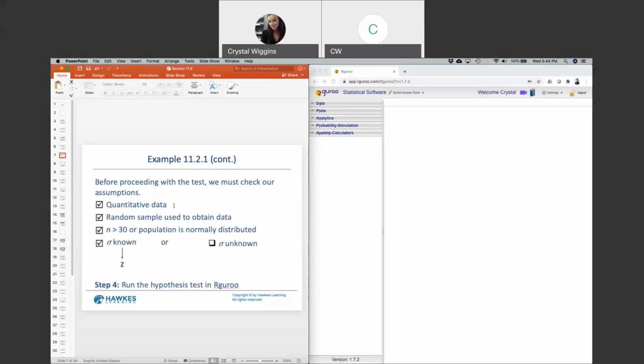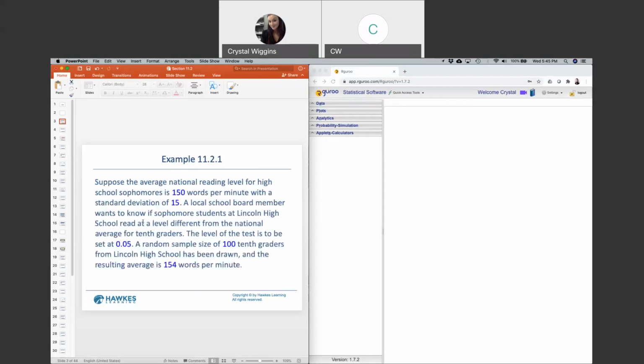So is it quantitative data? Because hypothesis testing for the means needs to be quantitative data. If we're working with qualitative data, we really should be looking at the proportions world. Random sample used to obtain the data, that's always going to be a criteria that needs to be passed. If it wasn't randomly sampled, then we might as well give up now because the data is invalid anyway. Our sample size, was it larger than 30, or were we told the population is normally distributed? Well, I don't remember, so let's go back. And we have a sample size of 100, so it doesn't matter whether the population is normally distributed or not. Our sample size is large enough.